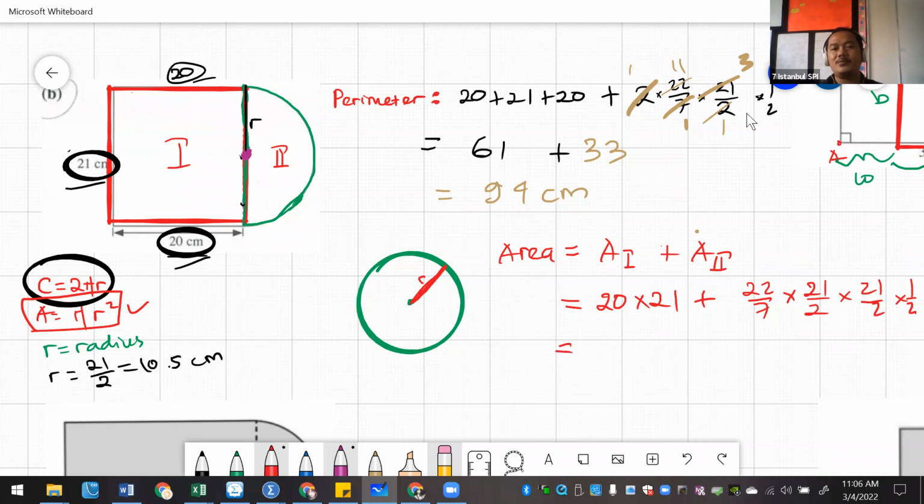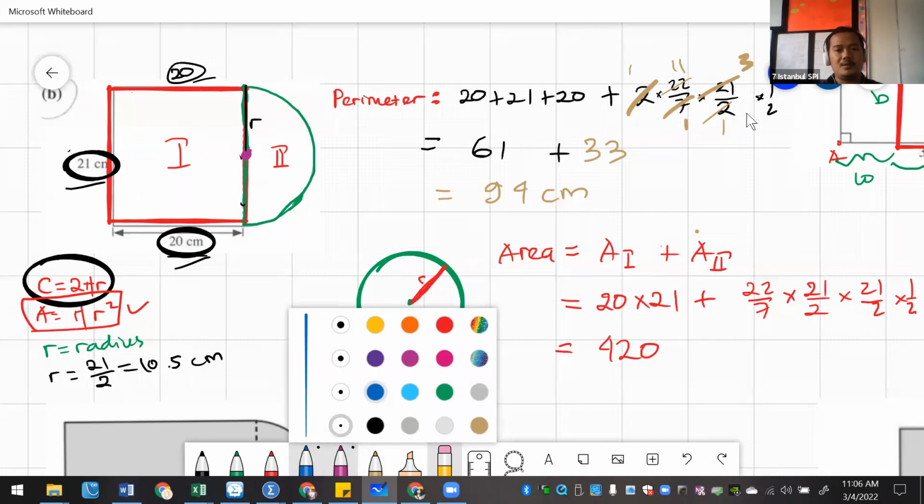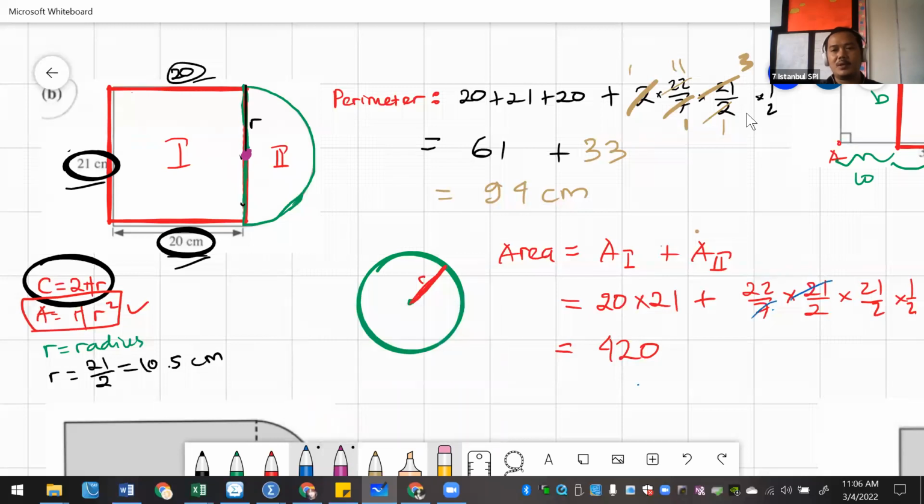20 times 21 is 420. And for this one, I'm going to cancel some numbers, right? So I'm going to cancel this 7 and the 21. This is going to be 1. This is going to be 3. And I'm going to cancel this one and this one. This is 1 and 11, right? And then bisa cancel lagi. Ya udah, plus 11 times 3 times 21 times 1.